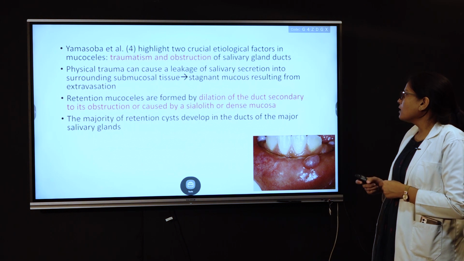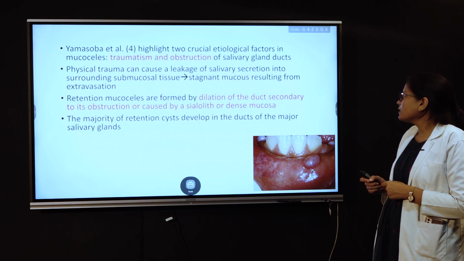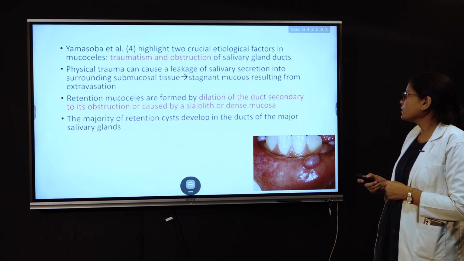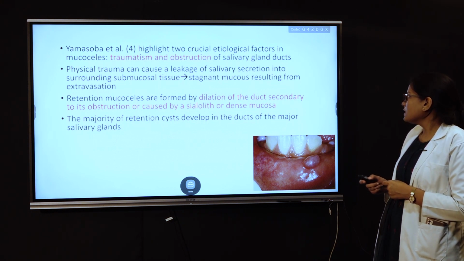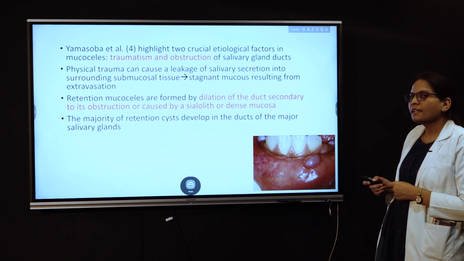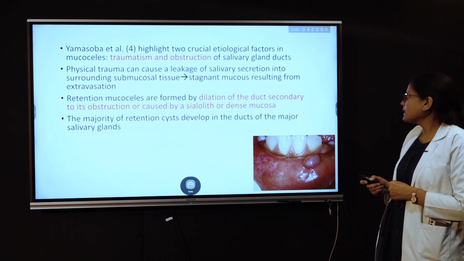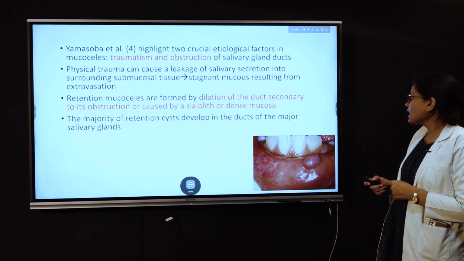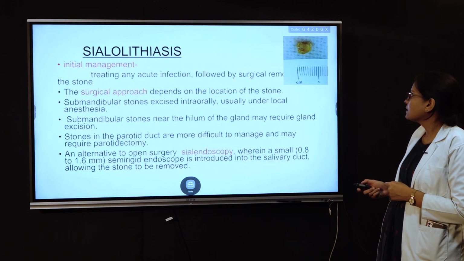So Yamasoba et al. have highlighted two crucial etiological factors in mucocele, that is traumatism and obstruction of salivary gland ducts. The retention mucoceles are formed by dilation of the duct secondary to its obstruction and are caused by a sialolith or dense mucus. The majority of the retention cysts can develop in the ducts of major salivary glands.